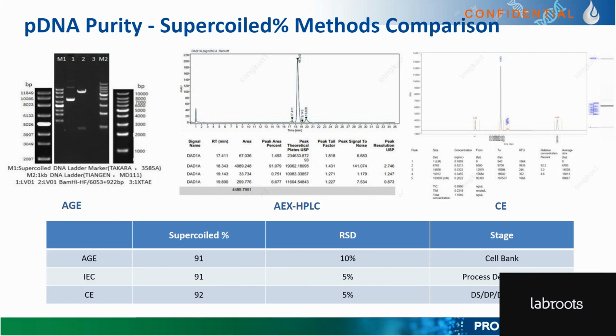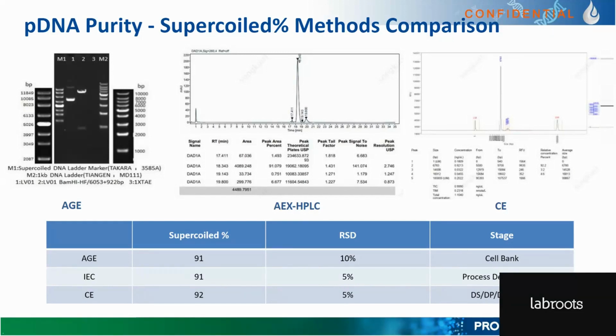So we also utilize 3 distinct in-house methods to assess the plasmid purity. This is tailored to the specific need of each stage of the process. For example, agarose gel electrophoresis is a fast technology to use during the cell banking stage. This ensures a fast turnaround time.